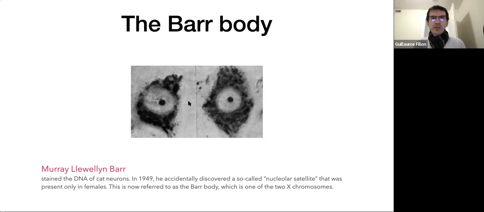What you see here is the nucleus. And now it's called the Barr body from the person who noticed it first. Okay, this is now referred to as the Barr body, which is one of the two X chromosomes. In the coming years, they figured out what this is, and within 10 years, they had already understood that that little thing that you see here is one of the two chromosomes that are present in the female cells of the cats.